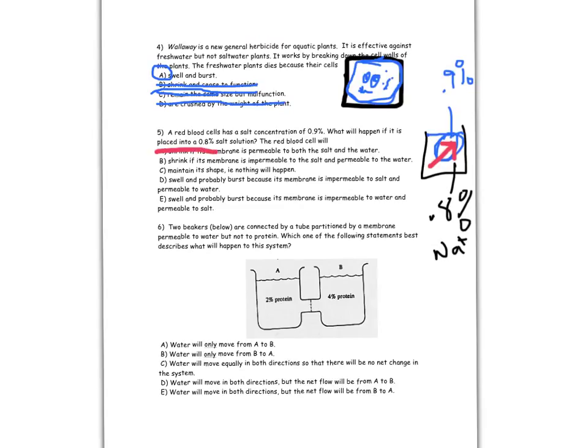Shrink if its membrane is impermeable to salt? No, it wouldn't shrink. In fact, if it is impermeable to salt, and it does allow water through, that is the situation. It's not shrinking at all. Maintain its shape and nothing will happen? We know that's not true because it's not isotonic. That only happens when it's isotonic.